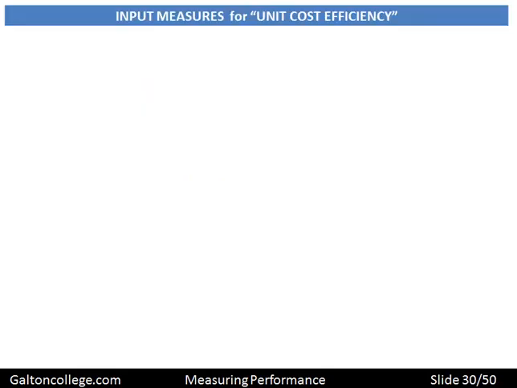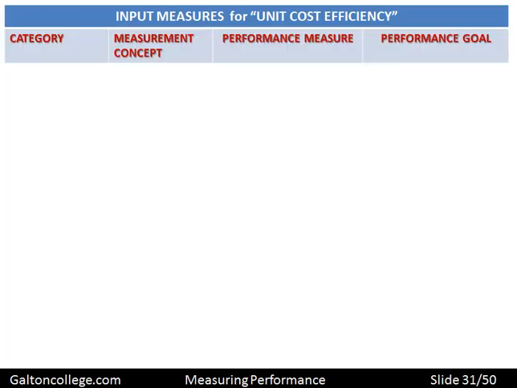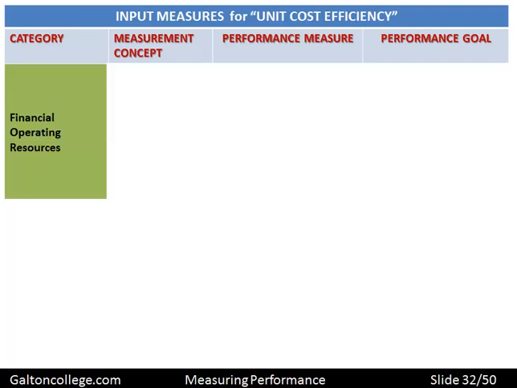Now, input measures for unit cost efficiency. We're trying to get unit cost efficiency, so let's look at the input measures for the unit cost efficiency. And we'll do this under these headings again: category, measurement concept, performance measure, and performance goal. So we have financial operating resources.